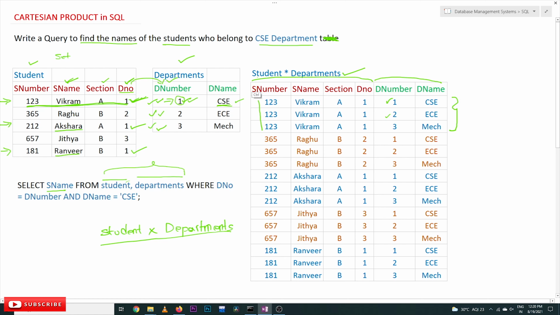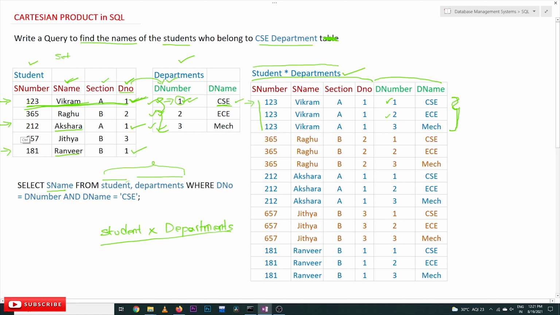So the final table of the Cartesian product of students and departments is going to have all the columns, and each row of the student table will be producted with every row of the departments table. See what I am trying to say, the terminology: each row of student table will be producted with every row of the departments table. So this is our first result of the Cartesian product of this row with all these rows.